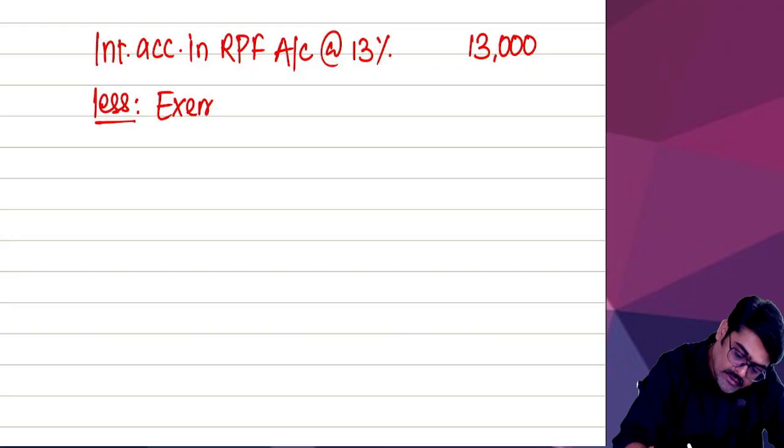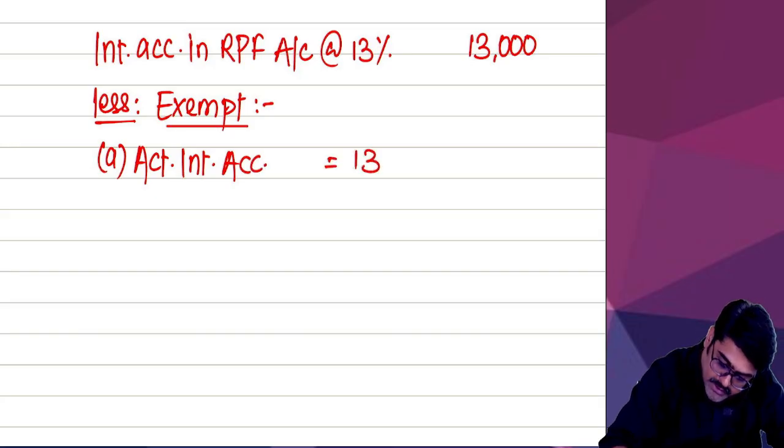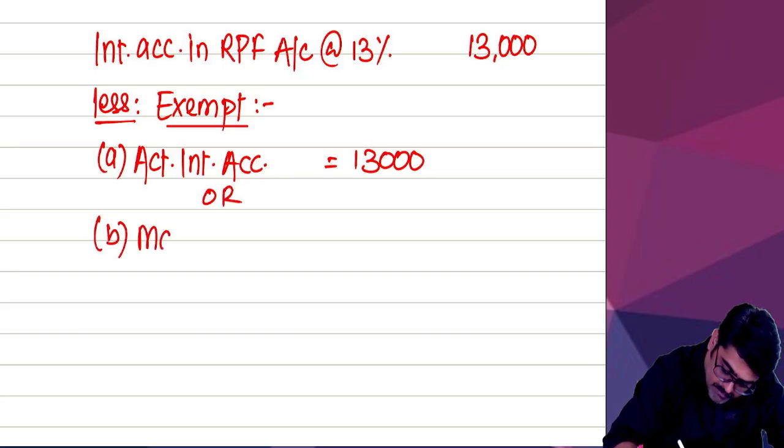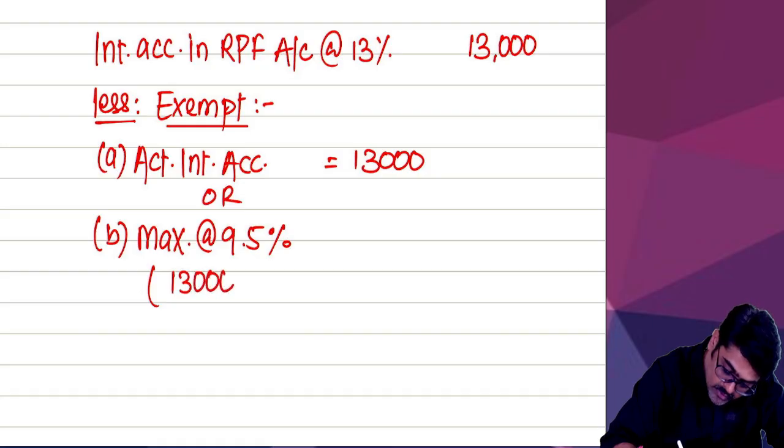Less exempt. How much will be exempt? A, actual interest accrued. That is how much? 13,000. Or B, maximum at the rate of 9.5%. Now you have to calculate this at the rate of 9.5%. How will you calculate? 13,000 divided by 13 into 9.5. You are going to calculate like this.